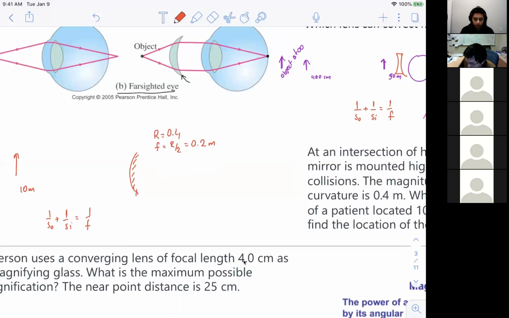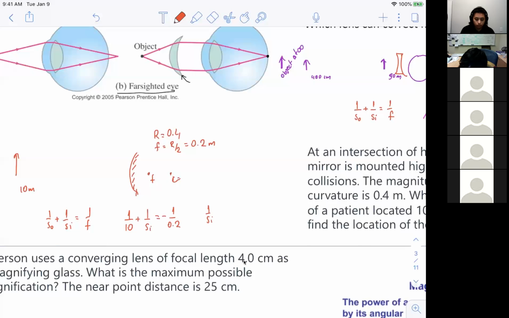And here, the object distance S_O is 10 meters, and I'm looking for 1 over S_I. 1 over F is going to be negative because it's a convex mirror. The focal length is behind the mirror, so that's why it's negative. It's going to be 1 over 0.2. Then what's going to happen?